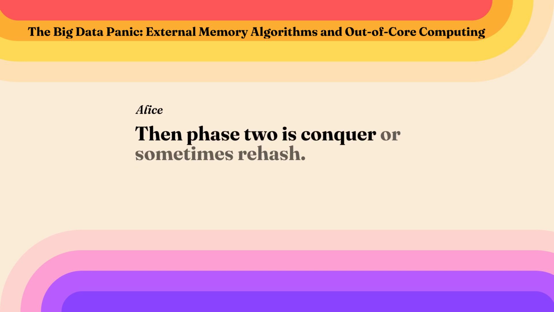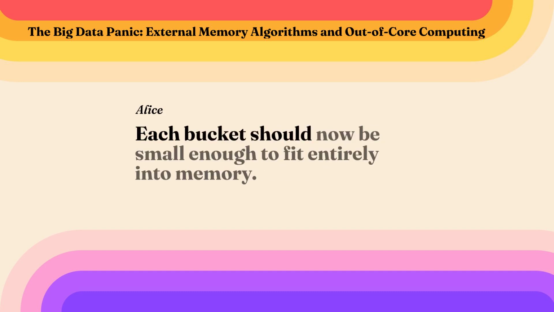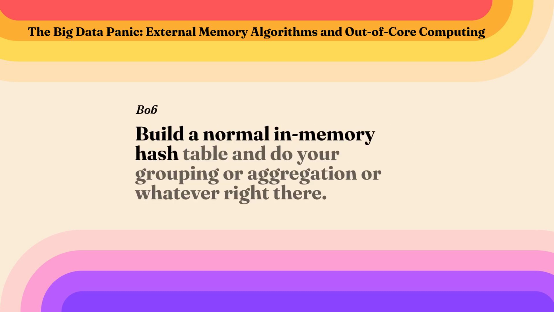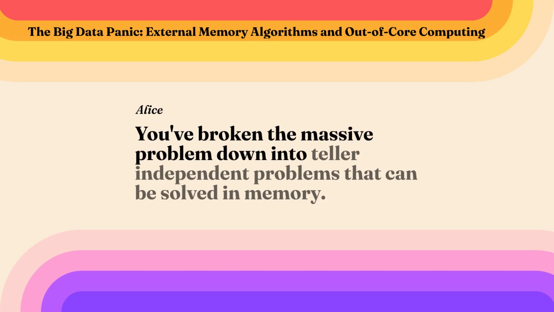Then phase 2 is conquer, or sometimes rehash. You process each bucket file one by one. Because you designed B clever, each bucket should now be small enough to fit entirely into memory. So you read bucket number 1 into RAM, build a normal in-memory hash table, and do your grouping or aggregation or whatever right there. Exactly. You've broken the massive problem down into B independent problems that can be solved in memory.